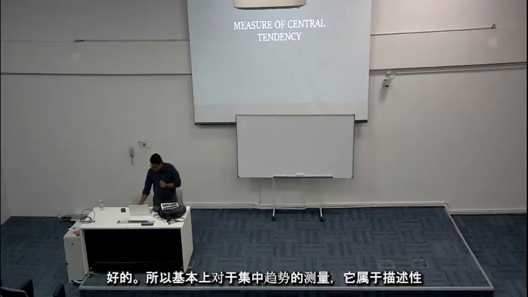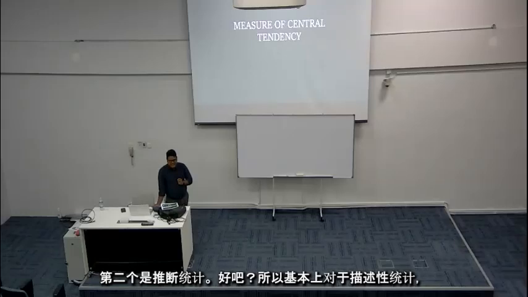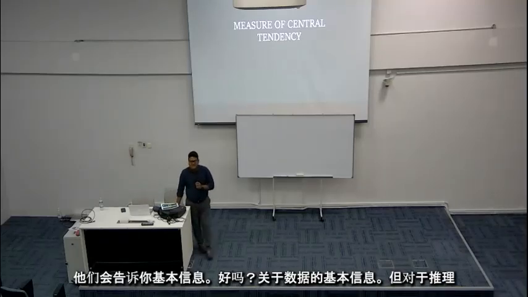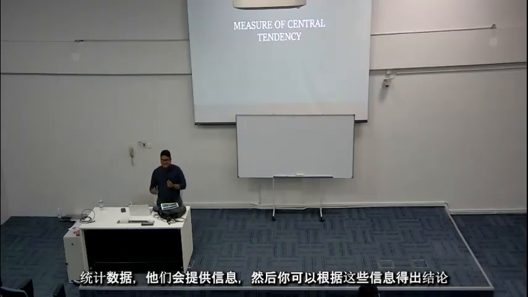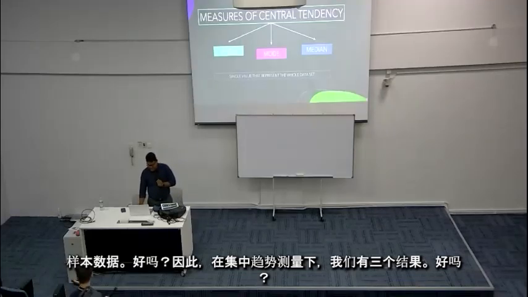Basically the measure of central tendency is under descriptive statistics, because we have two types of statistics. The first one is descriptive. The second one is inferential statistics. Descriptive statistics will inform you of basic information about the data. But inferential statistics will deliver the information so that you can make a conclusion based on the sample data.